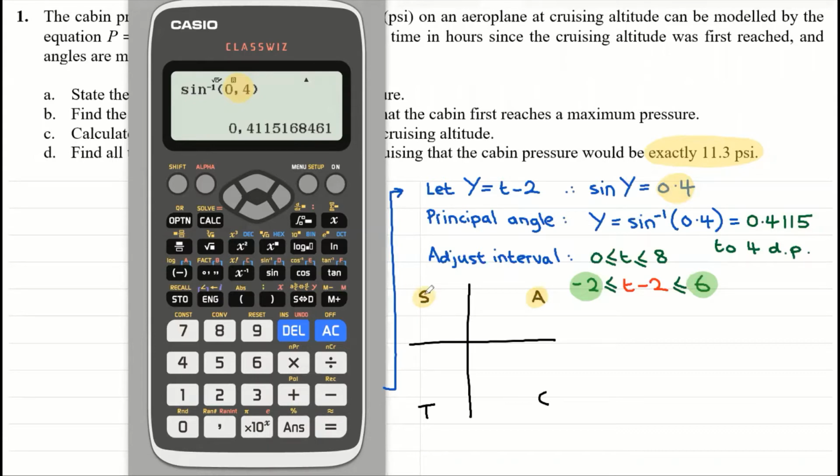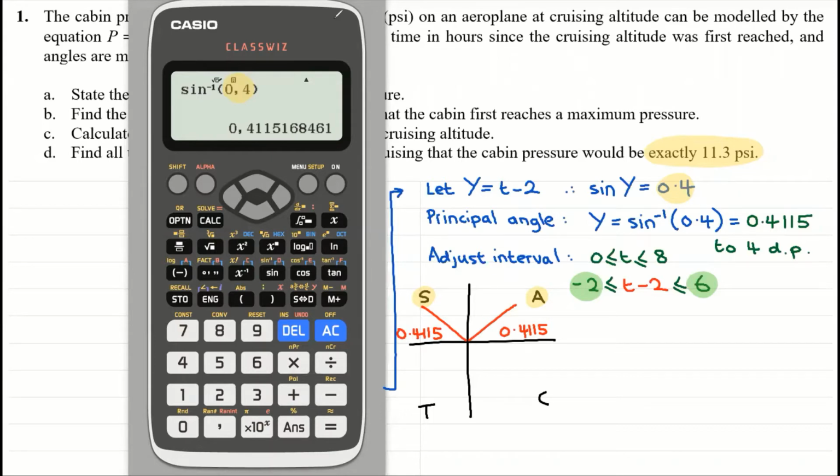So we'll just add the angles on this. That's going to be 0.4115 there, and I've drawn it a bit lopsided, haven't I? 0.4115 in that quadrant. Those are in radians.